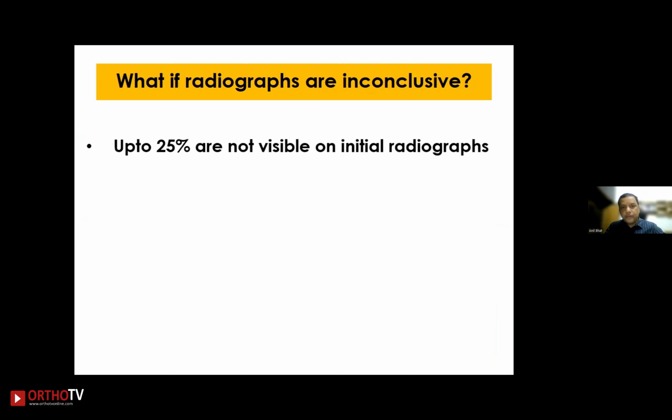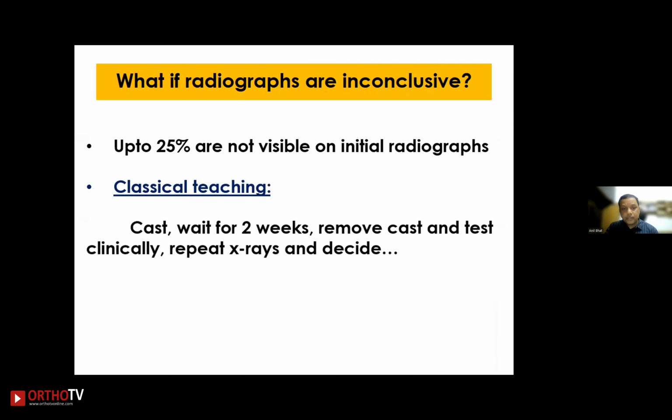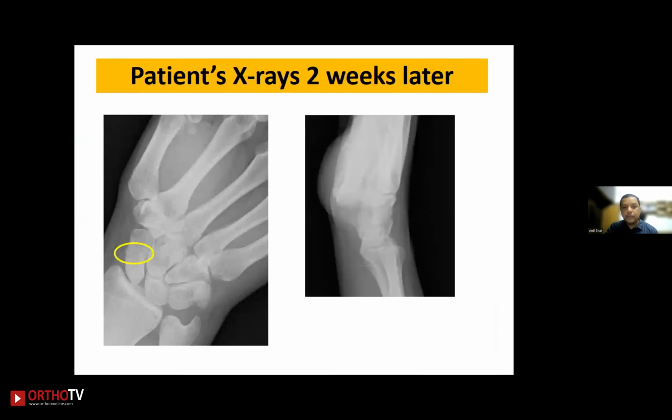So if radiographs are inconclusive, what do you do? Almost 25% are not visible on initial radiographs. So as I said, the classical teaching would be a cast, wait for 2 weeks, remove the cast and test clinically. And if there is tenderness, repeat the X-rays and take a decision.